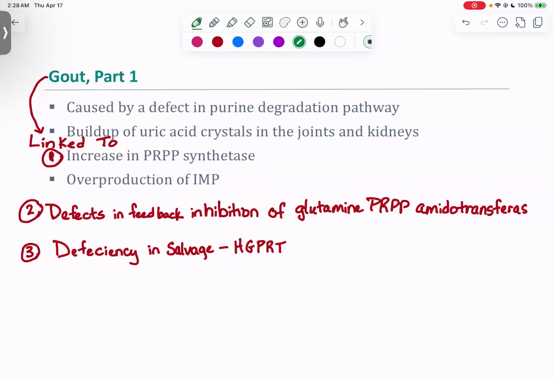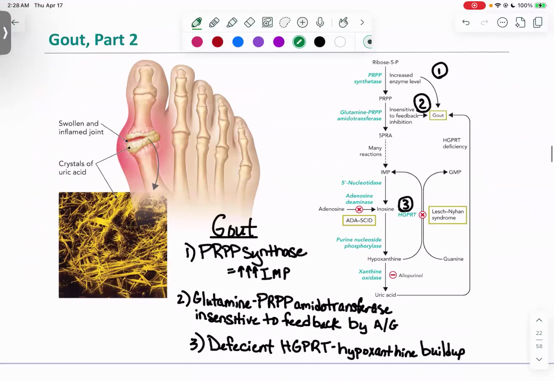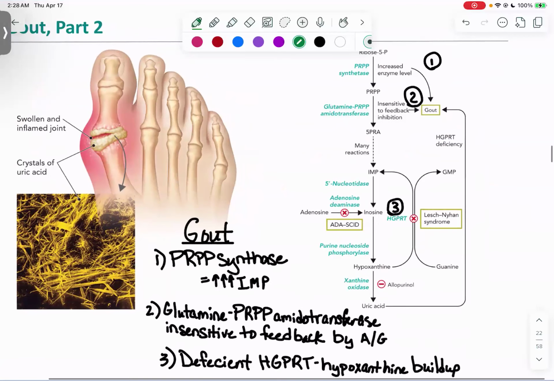You can get it if you have a defect in the feedback inhibition of the glutamine PRPP aminotransferase, ASE. Oh, look, ASE. And we're going to look at these on the pathway in just a second. And the last way is to have a defect in the salvage pathway. So let's look at that. I have those same three here.